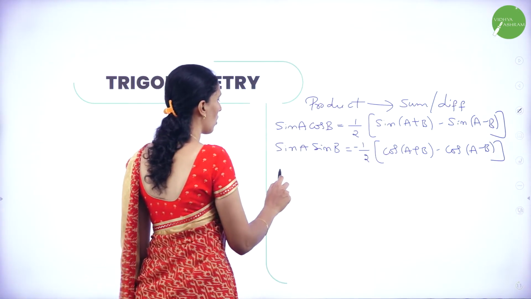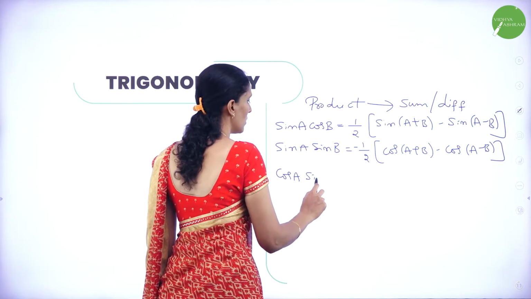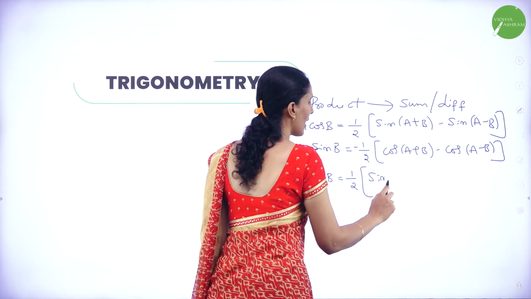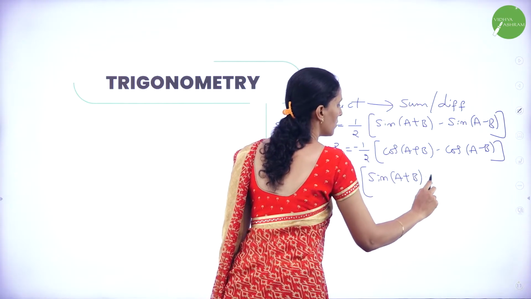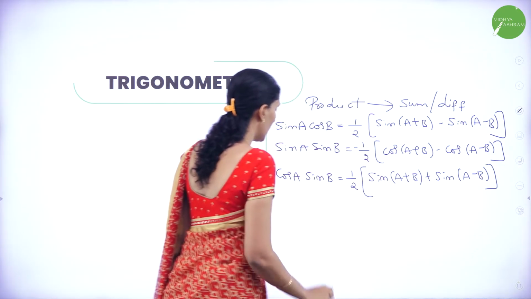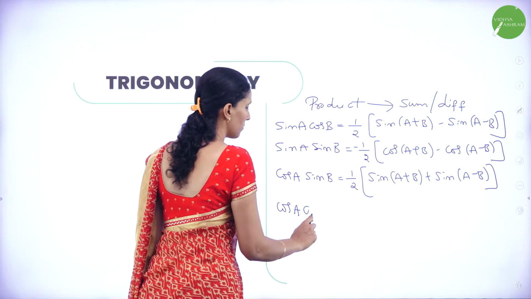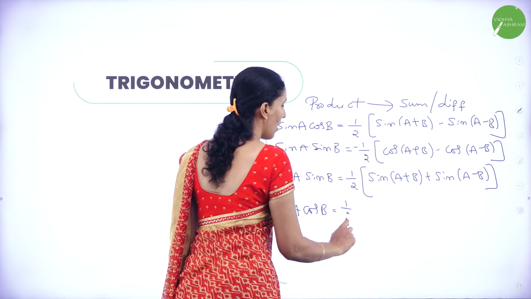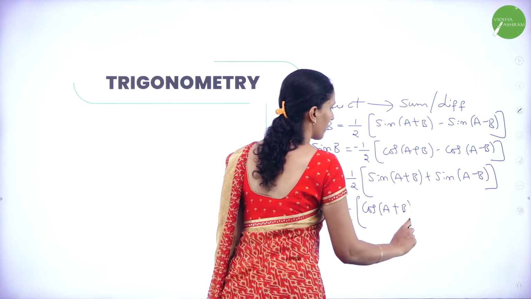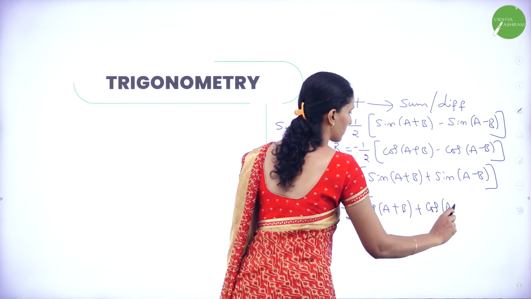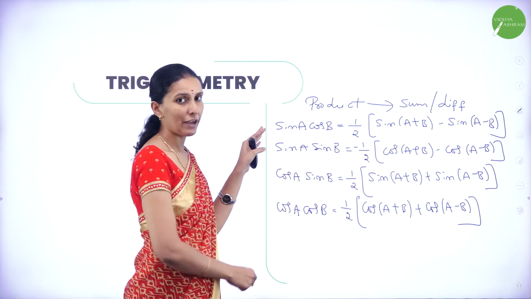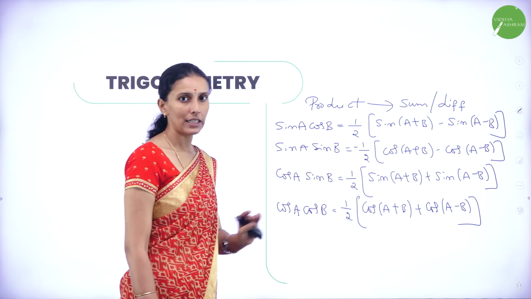Next we will take cos A sin B. So cos A sin B is half of the sum of sin A plus B and sin A minus B. Next we will take cos A cos B. Cos A cos B is half of the sum of cos A plus B and cos A minus B. When you add these compound angles, you will get back your left hand side. So 2 is written in the denominator.